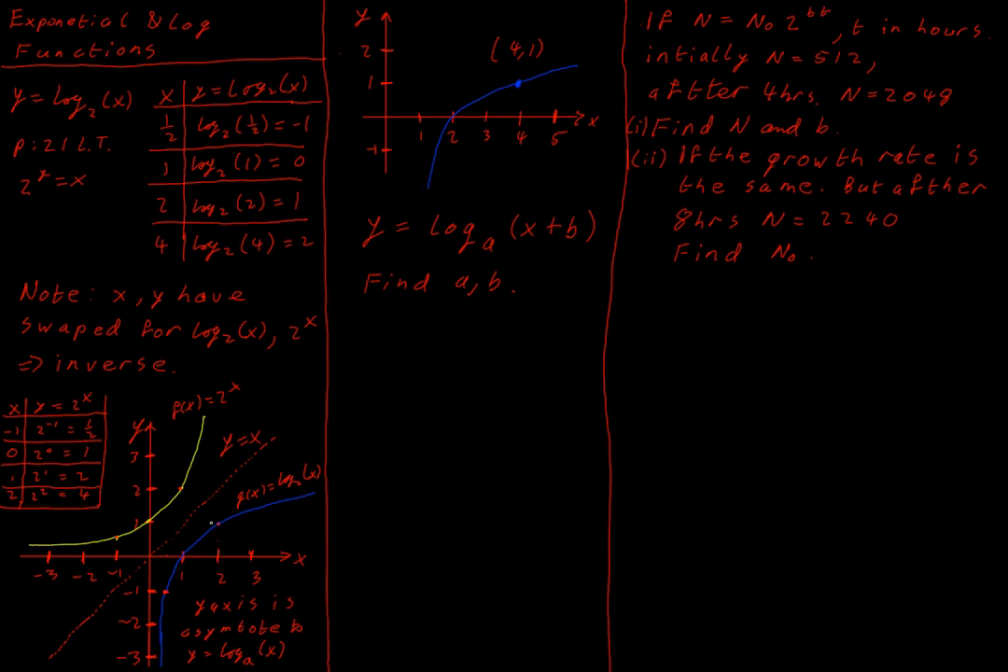If we have a point 2, 1 on our log function for log to the base 2, then the exponential of 2 must have the same point, but with the x and y swapped. So is that true? Well, we have x is 1, y is 2 on our exponential graph. So we can see that because they're inverses of each other, if we know a point on one of the functions, we can reverse the x and y in order to get a point on the inverse function.